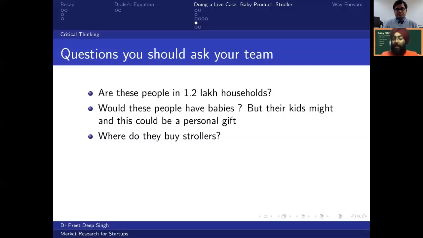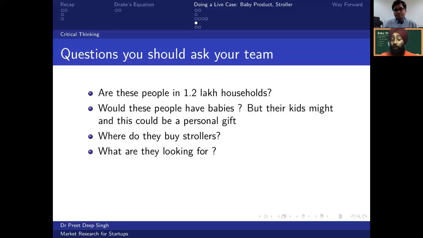Maybe people think, yeah, strollers are very impersonal. I need that kangaroo jacket thing, where you keep the baby here and you can just wear it and walk around. Maybe it's a declining market. So you need to keep asking critical questions around all this.